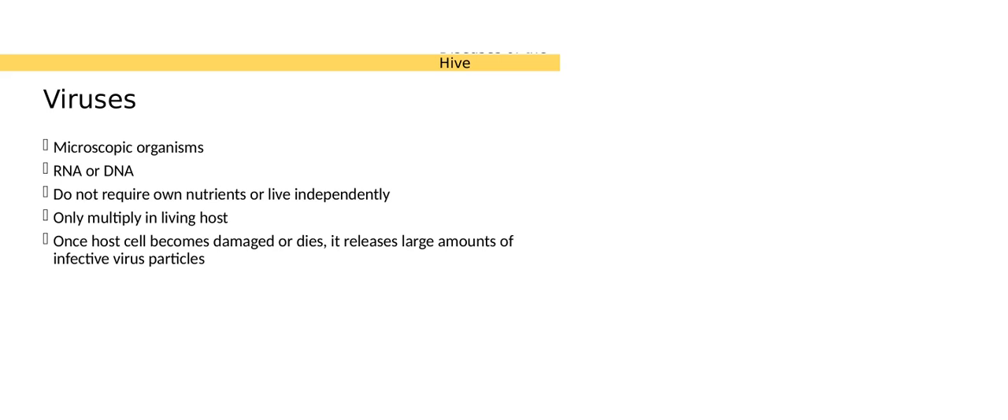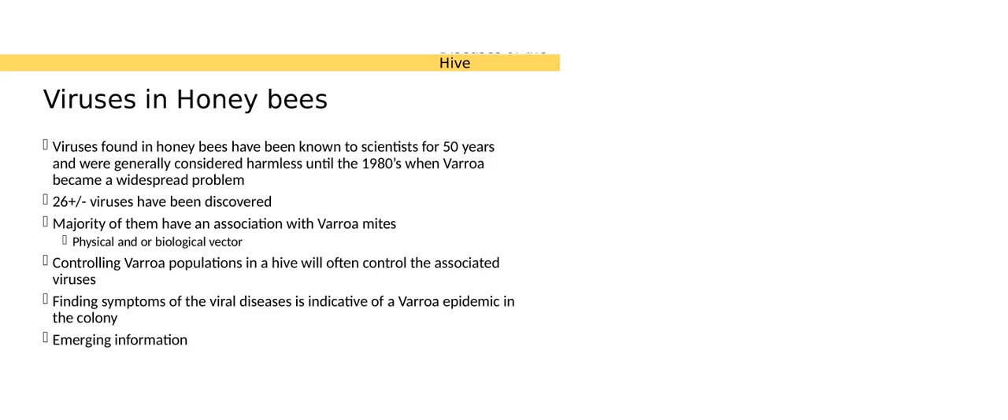Viruses only multiply in a living host, and that living host can be a bee or a varroa mite. Once the host cell becomes damaged or dies, it releases a large amount of infected virus particles. Viruses and honeybees have been known to scientists for 50 years. They were pretty much harmless until the 1980s, when the varroa mite became widespread because it could transfer them. It became a vector for them.